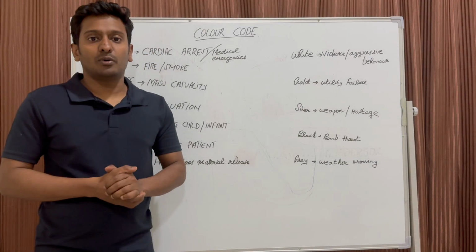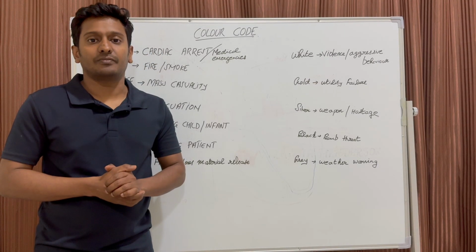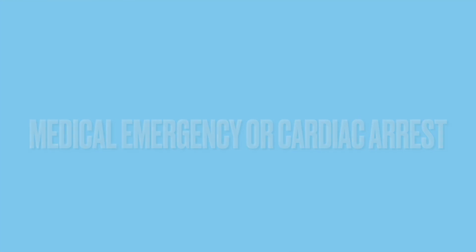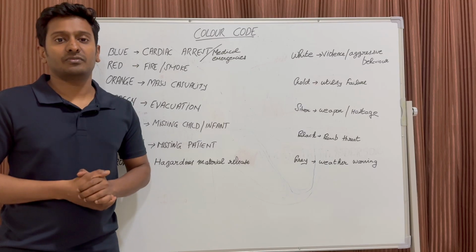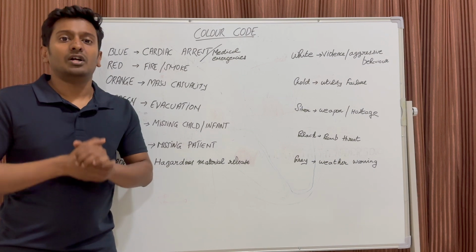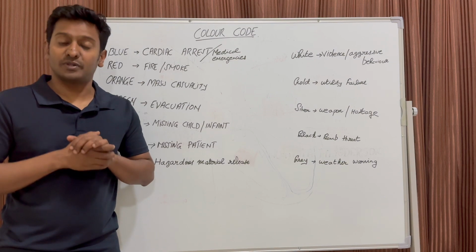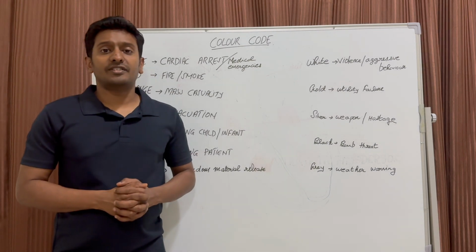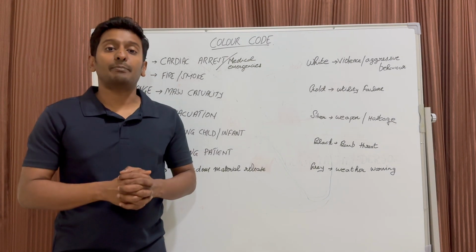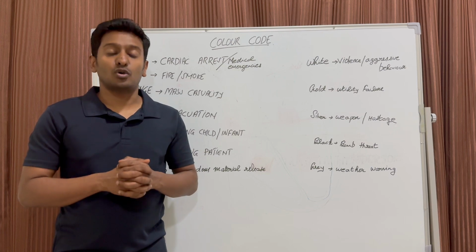So let's talk about some common color codes. The first one is code blue. Code blue is announced when there is a cardiac arrest or any medical emergency. During a code blue announcement, there will be a team already arranged by the hospital, which includes doctors and nurses. Depending on the medical emergency, they will treat accordingly. They may be called an emergency response team or a rapid response team. It depends on the hospital.